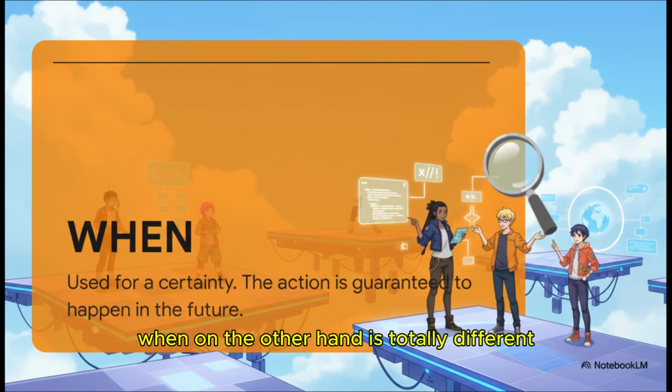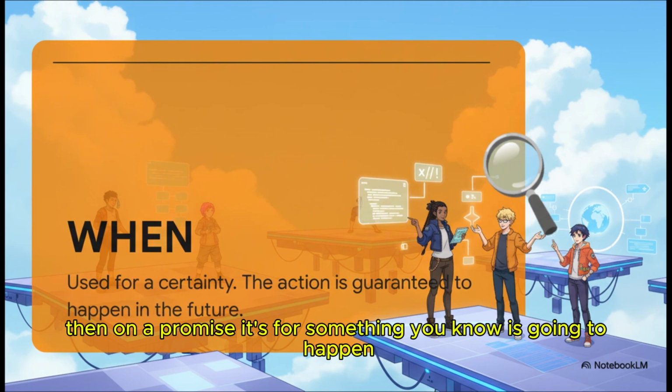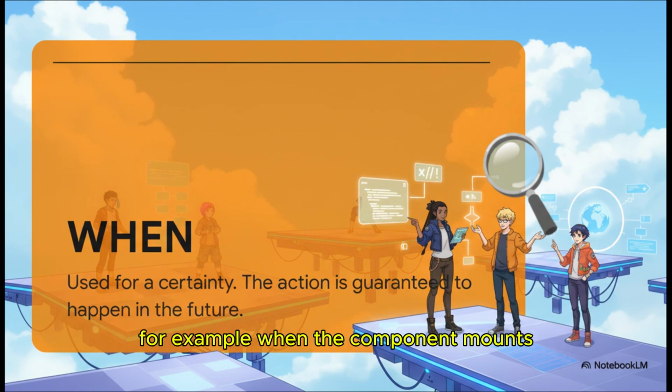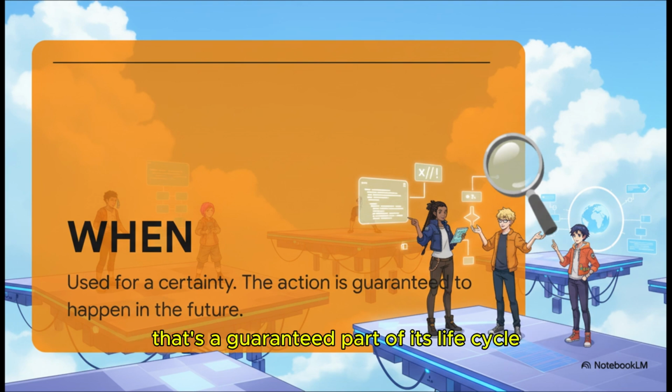When, on the other hand, is totally different. It's not about possibility. It's about certainty. It acts like an event listener, or maybe a .then on a promise. It's for something you know is going to happen. For example, when the component mounts, fetch the data. The component is going to mount. That's a guaranteed part of its life cycle.